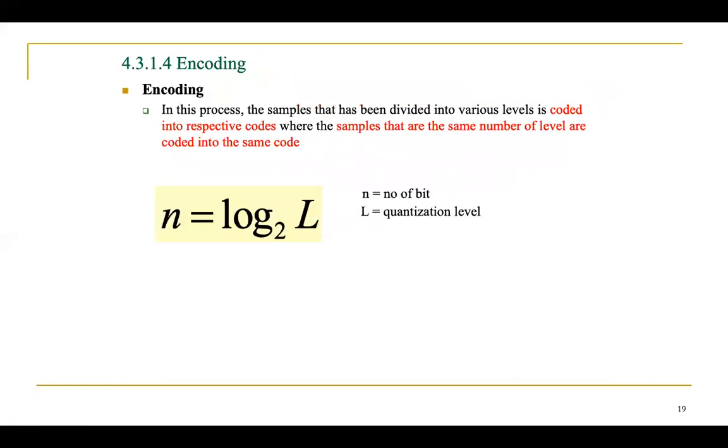And the last process is the encoding. Encoding is the process where the samples are divided into various levels and coded into respective codes. So samples in the same level are coded into the same code. You can look here, the number of bits is equal to log 2 of the quantization level. So you can also use this formula if you have the quantization level and you want to determine the number of bits.